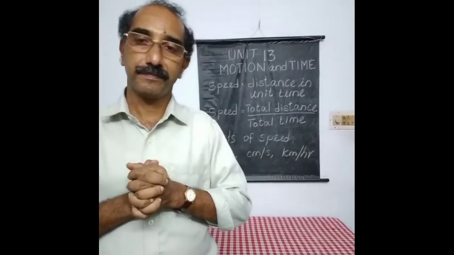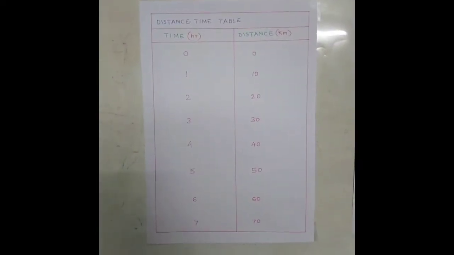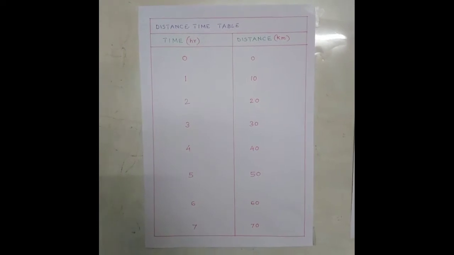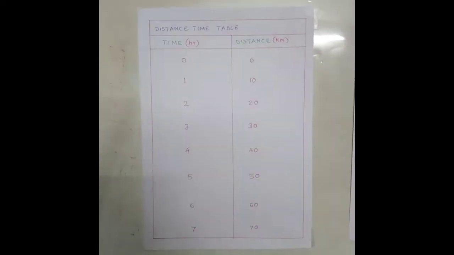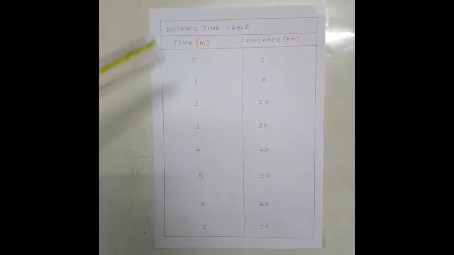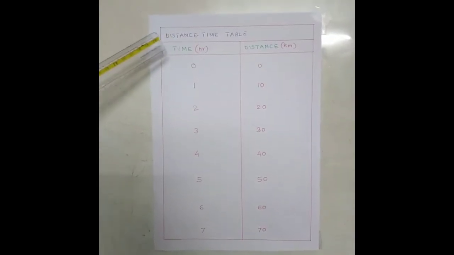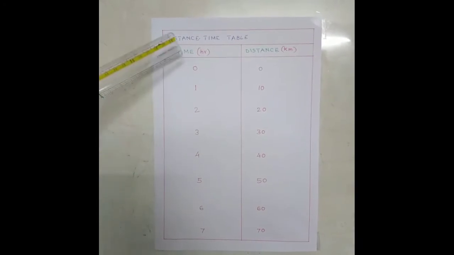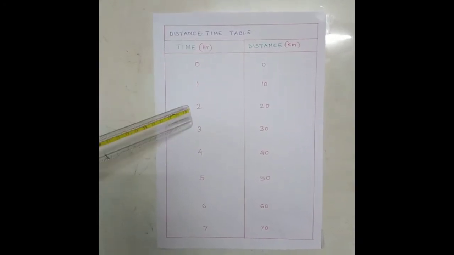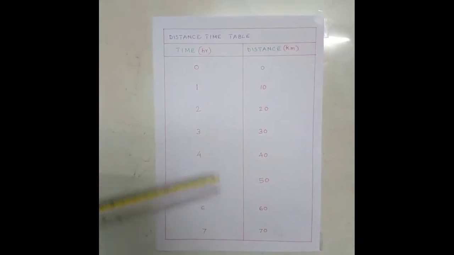Okay, we can start the topic, that is distance and time graphs. You can see a distance timetable. This means a table with the time and distance. On the left side you can see the time 0, 1, 2, 3, 4, 5, 6, 7.